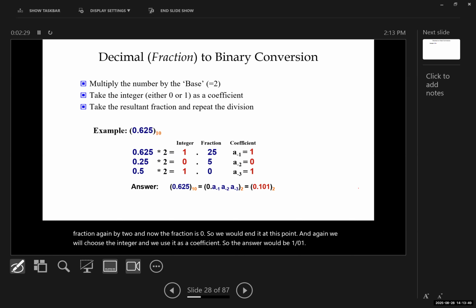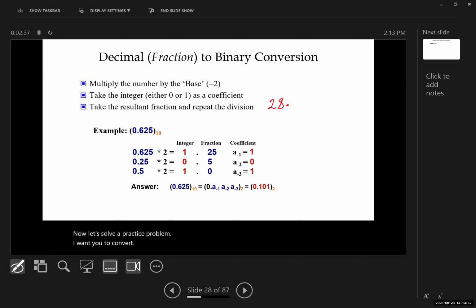Now, let's solve a practice problem. I want you to convert 28.375 to a binary number. So 28.375 to a binary number.